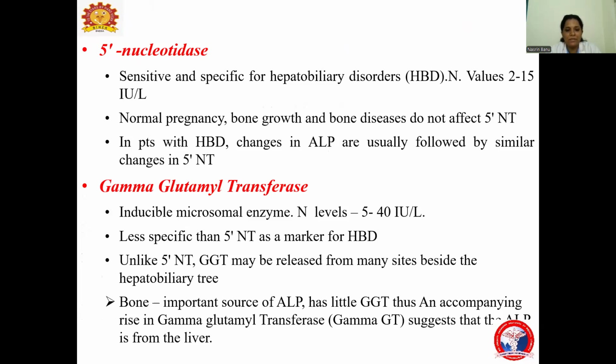Gamma glutamyl transferase, that is GGT. GGT is an inducible microsomal enzyme, and the normal levels are 5 to 40 international units per liter. It is less specific than 5' nucleotidase as a marker of hepatobiliary disorder. Unlike 5' nucleotidase, GGT may be released from many sites besides the hepatobiliary tree. Bone is an important source of ALP and it has little GGT. Thus, an accompanying rise in GGT suggests that the ALP is from the liver.